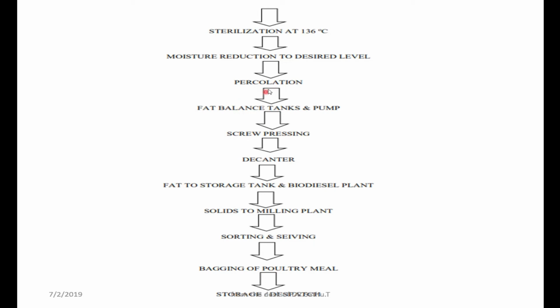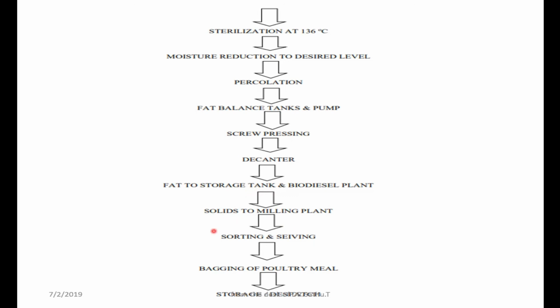Then the fat will be separated and goes to the fat balance tank. Then we can use the screw press or the centrifuge to remove the fat. The fat will be stored in the storage tanks. This fat can be used for various purposes, like making soap, biodiesel, wax statues, and steel rolling mills. They can even use it for making shoe polish.